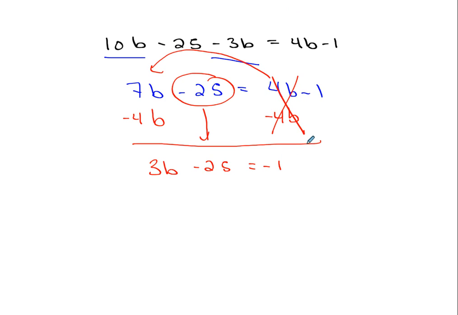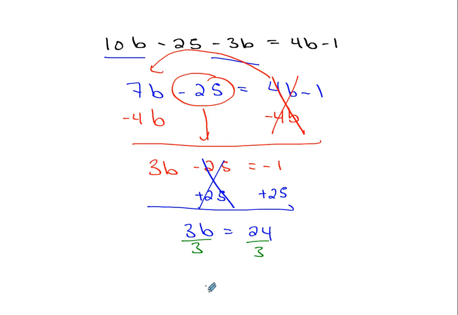So now all my terms with variables are on the left. I want all the terms without variables on the right. How do I get rid of this negative 25 from the left-hand side? Excellent. I'm going to add 25 to both sides, keeping it balanced. Negative 25 and positive 25 leaves me with just 3b on the left-hand side. Negative 1 and positive 25 leaves me with a positive 24. I don't want 3b's, I want 1b. How do I get these 3b's down to 1b? Excellent. I'm going to divide both sides by 3, and b is equal to 8.